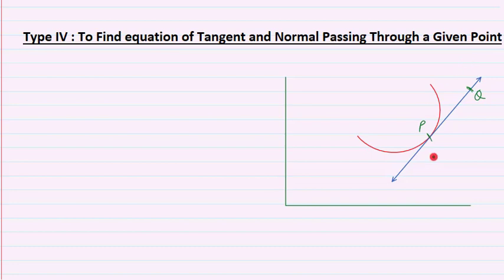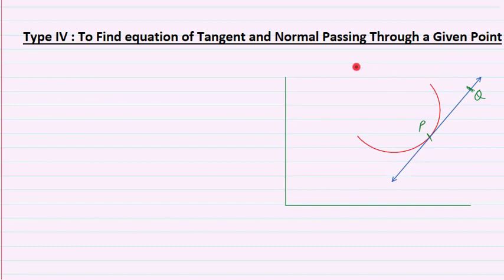So here we will not provide you with point P, we will provide you with point Q, which is only the passing point of the tangent. It is not the common point of curve and tangent. So this is the basic difference between these two types.